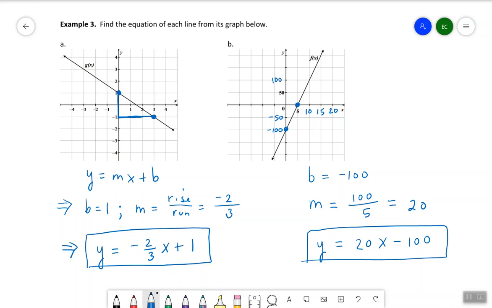This might be a good moment to remind you that when you look at a linear function, if the function is increasing from left to right, then the slope must be positive. And so we see that in this example B. And if the line is decreasing from left to right, then the slope must be negative. And we see that in example A.